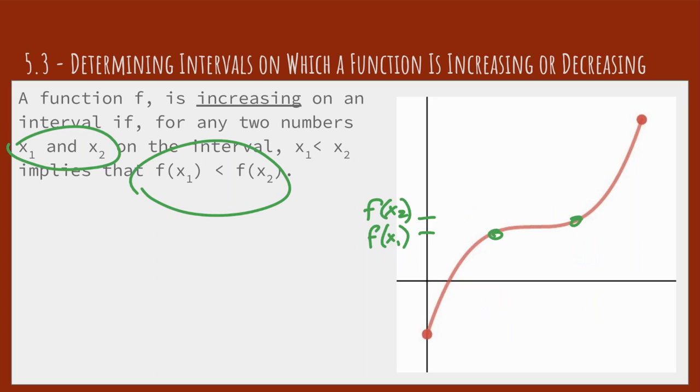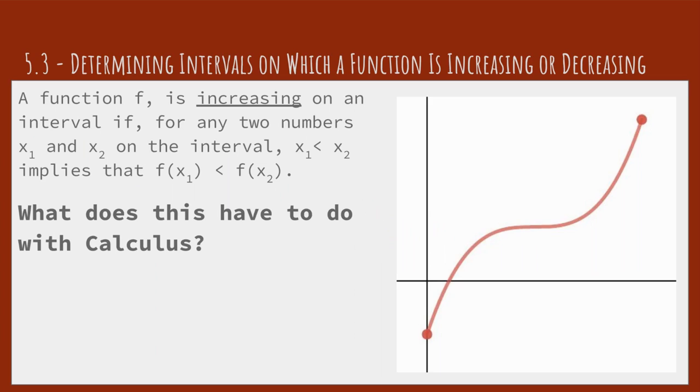I did pick 2 points that were kind of close together here vertically, and if I pick 2 points that are really close together here, these two are going to squeeze in a little bit, but any point to the right is higher than any point to the left, and that's what it means for it to be an increasing interval. So the question is, what does this have to do with calculus?